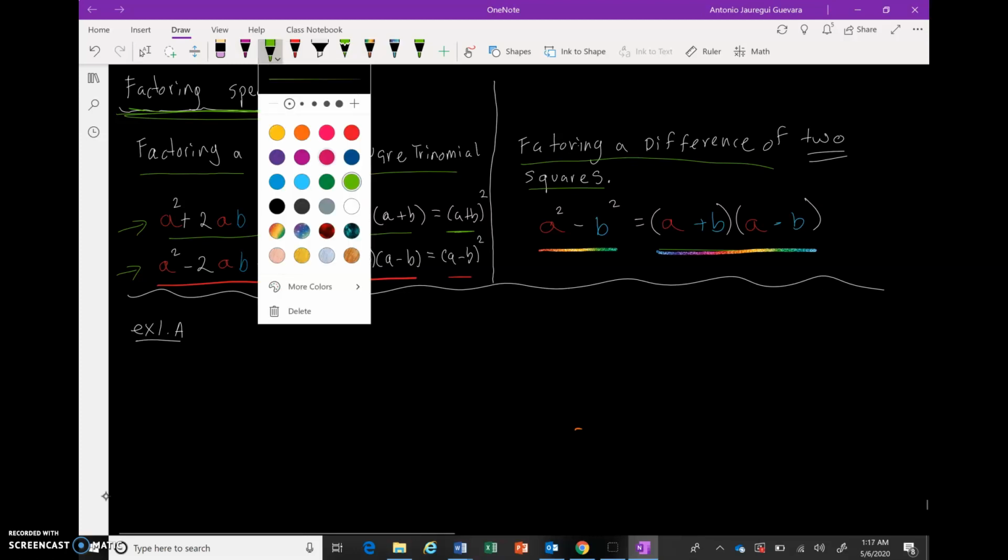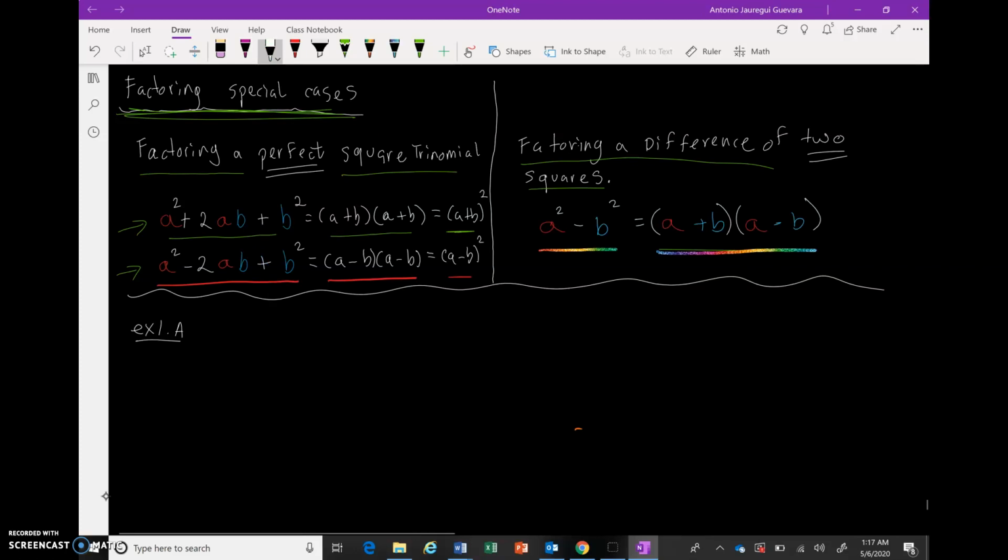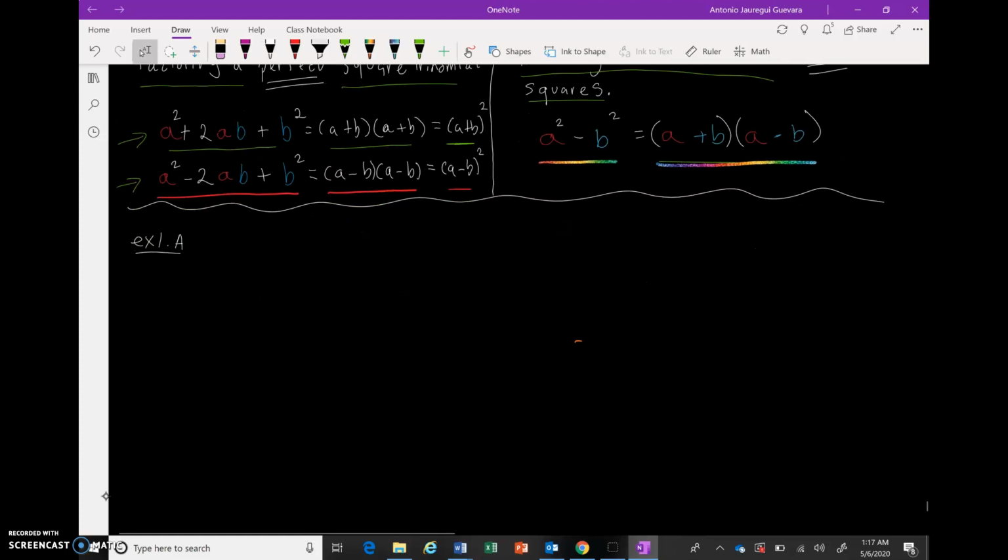Example number 1. I'm following the book as well. So example number 1, I have a perfect square trinomial. I gave you what you need to know right here. I'm going to ask you something like, what is the factored form of x squared plus 14x plus 49?